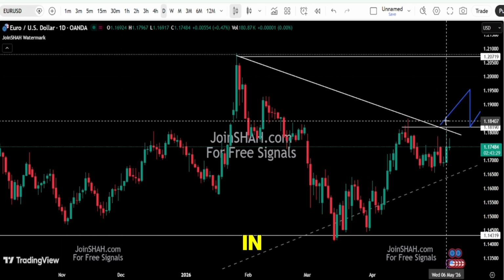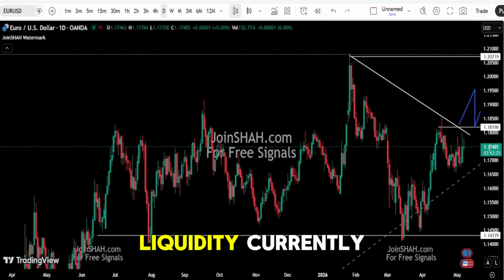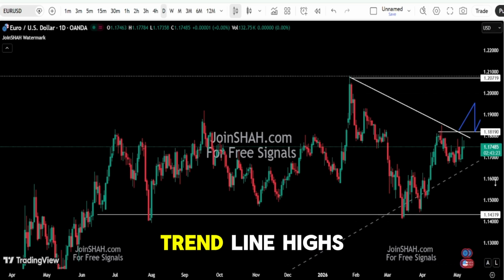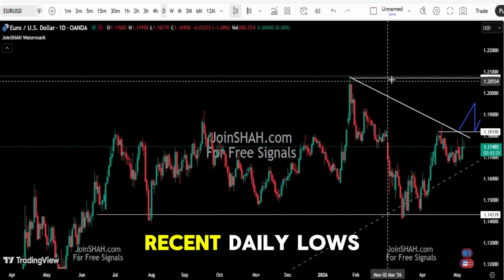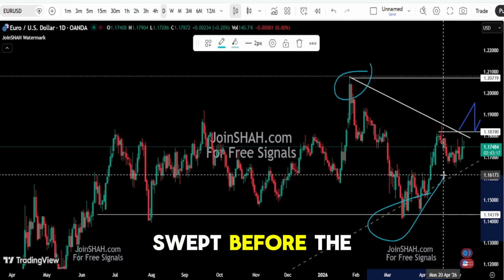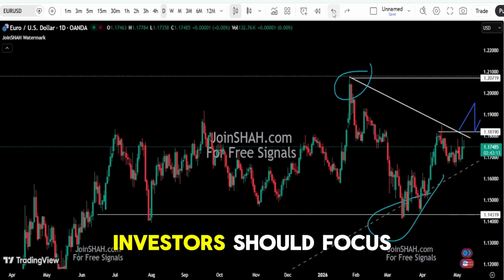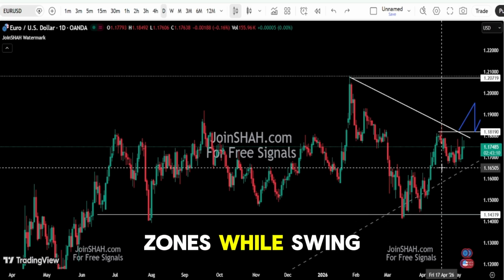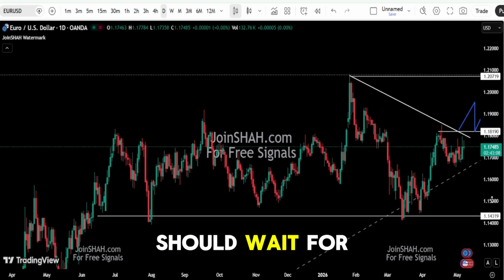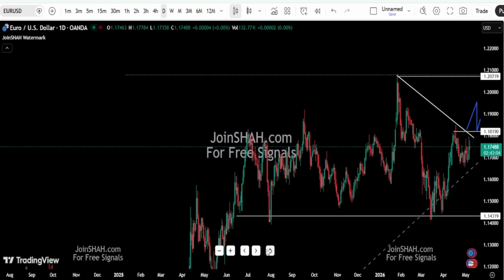Now let's bring in liquidity, because this is where the market usually traps traders. Liquidity currently sits above the trend line highs and also below recent daily lows. That means both sides can get swept before the real move confirms. The strategy is simple. Investors should focus on weekly value zones, while swing traders should wait for daily confirmation and avoid emotional entries inside compression.